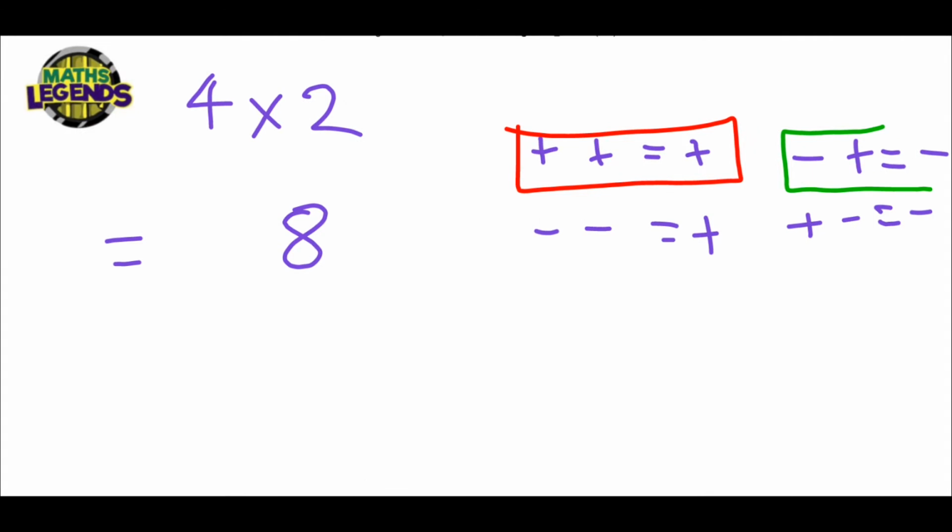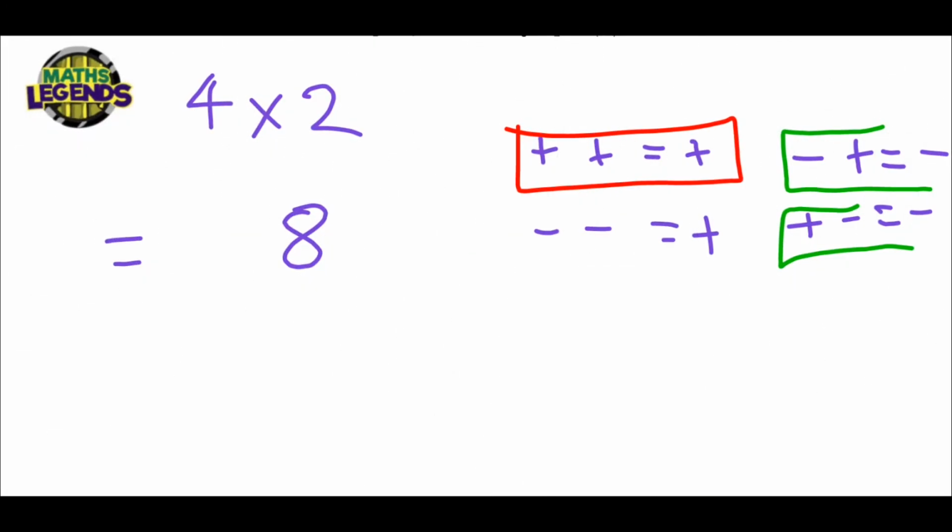Now let's say our next example, we have the 2 as a minus sign. In this case, our 4 is a positive. So that means that we are actually using this rule here. So that our answer must be minus 8.